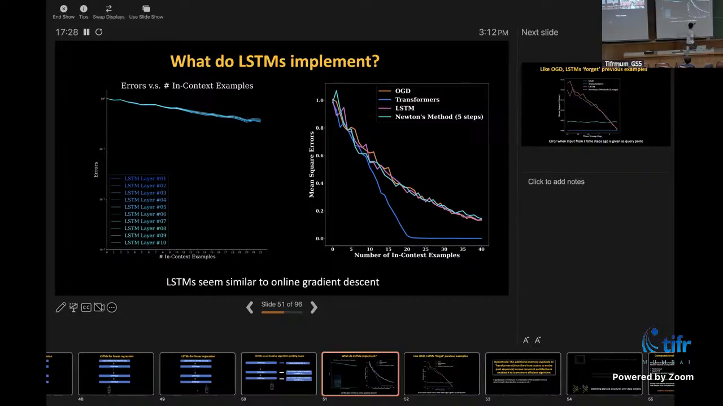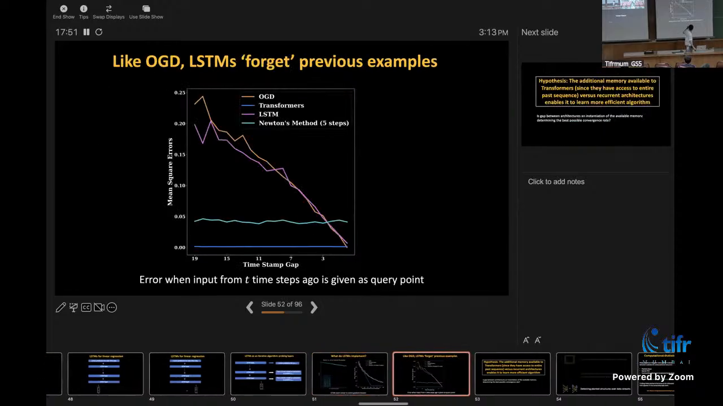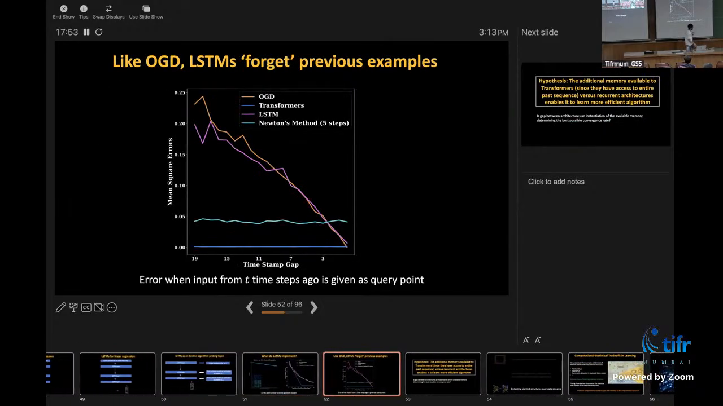And this one over here, the x-axis is the number of in-context examples, y-axis is the error. And in general, LSTMs, this pink line, seem to be close to online gradient descent. This orange line over here, transformers get a much smaller error. Like in 20 examples, you're getting very small error in 20 dimensions. So it seems to be close here. But I think what makes this clearest is to actually see that LSTMs are forgetting previous examples, just like online gradient descent. Let me explain this plot.